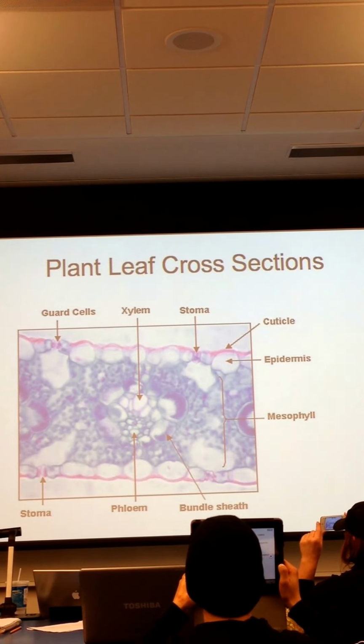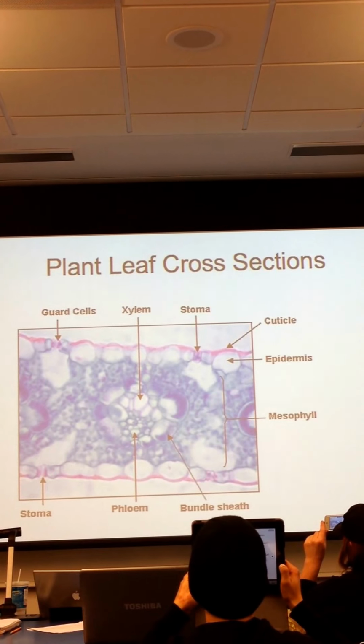How do you tell the difference between a guard cell and a stoma? The stoma is the actual opening. The guard cell is the pinkish or purplish cell surrounding it. So they're more concerned with you knowing the vascular tissue, the epidermis and the mesophyll. Everyone okay with this one?